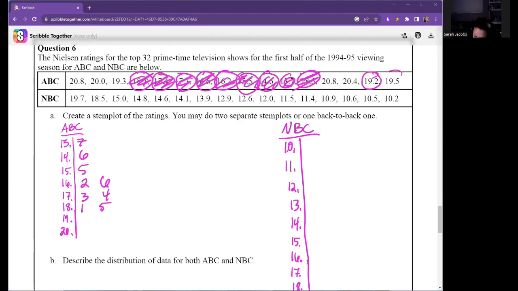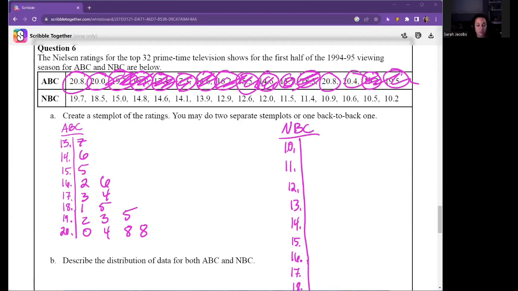19, we've got 0.2, 0.5, and 0.3. So we'll say 2, 3, and 5, because again, it has to go lowest to highest, left to right. And then for 20, we have 0, 8, 8, and 4. So we'll say 0, 4, 8, and 8.